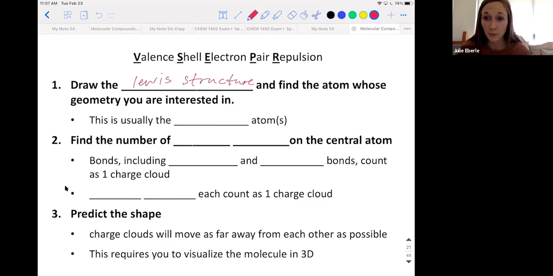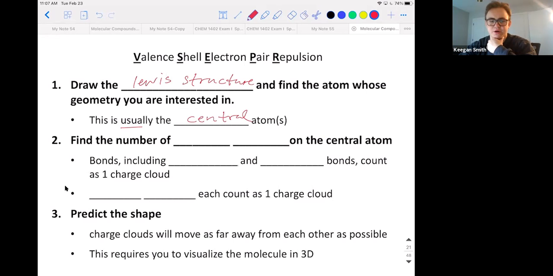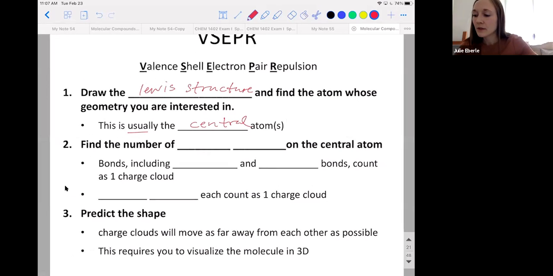So this points out an important thing, that you're not naming the geometry of every single atom in a molecule. You are only going to name the geometry, usually, for the central atoms, okay? How do I know if an atom is central or not? Can anybody help me answer that question? How do we know if an atom is central or cannot be a central atom? We talked about this with Lewis structures. It can form more than one bond. Yep, thank you, Keegan.